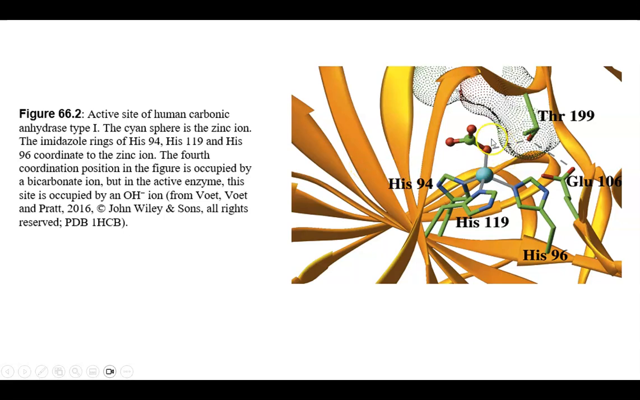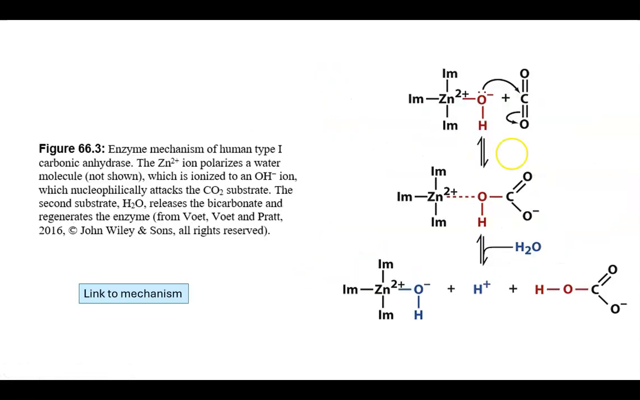In the active enzyme, that's occupied by a hydroxide ion, and that's shown here, where this is IMA for imidazole, and that's the zinc. And if this is the OH minus, which is here at the active site, the first step is the OH minus. Well, that's not really the first step. The first step is that proton relay we described in class that produces this OH minus ion to begin with.